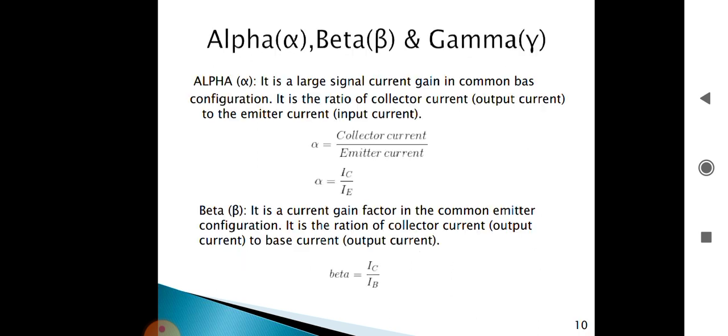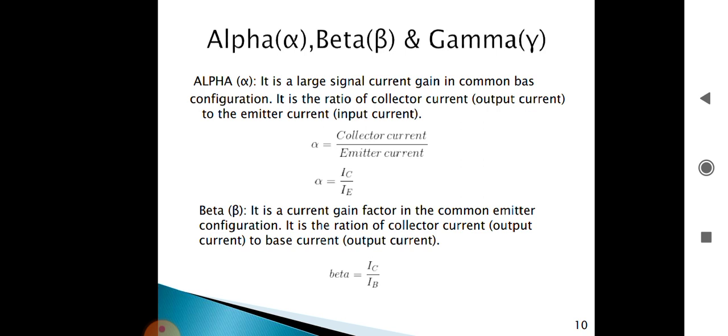Now as I said, the relation between alpha, beta, and gamma. So what is alpha? When we connect a transistor in common base configuration, the ratio of output current to the input current is IC upon IE. That ratio is called alpha.